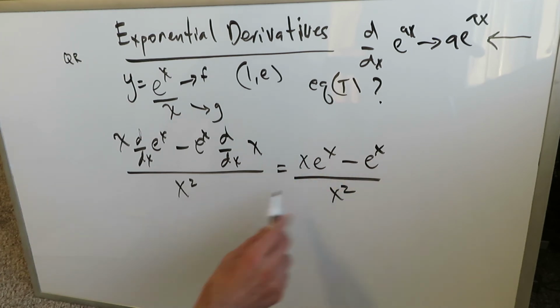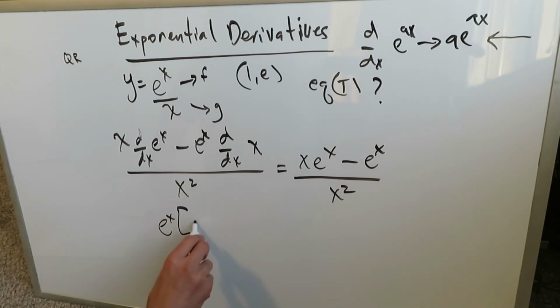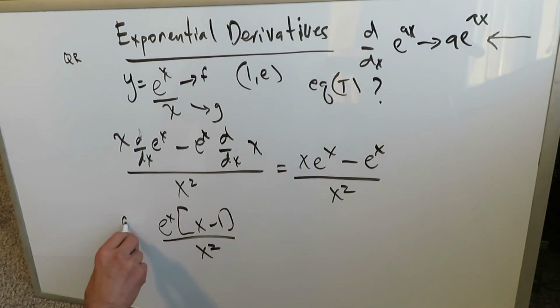You can isolate over here. e to the x goes in both of these, x minus 1 times e to the x, and you have x squared. This right here represents your derivative.